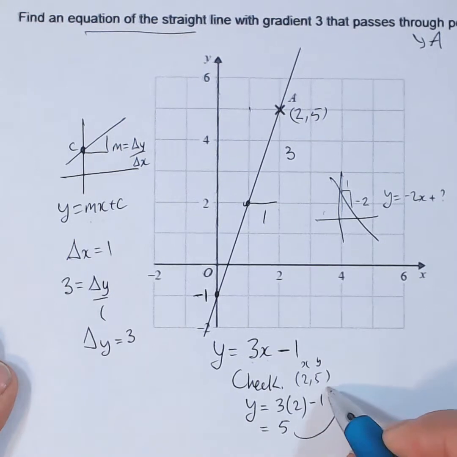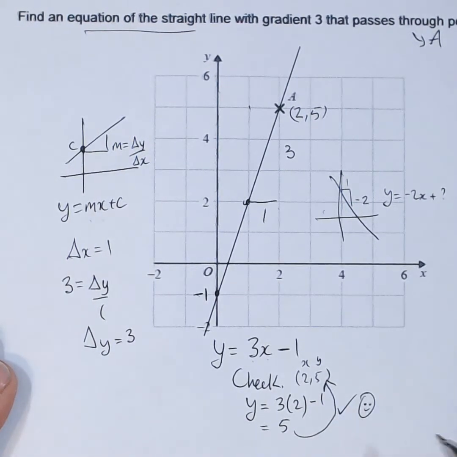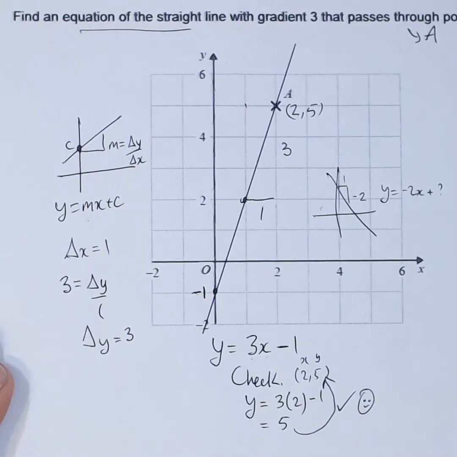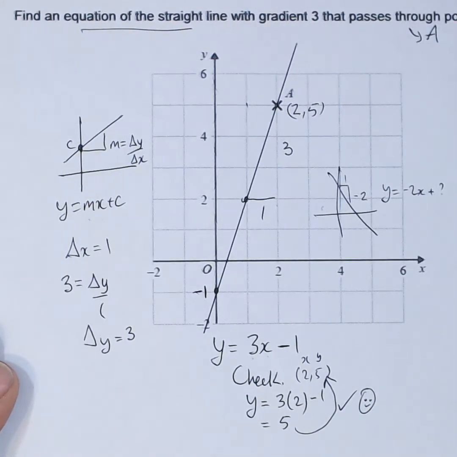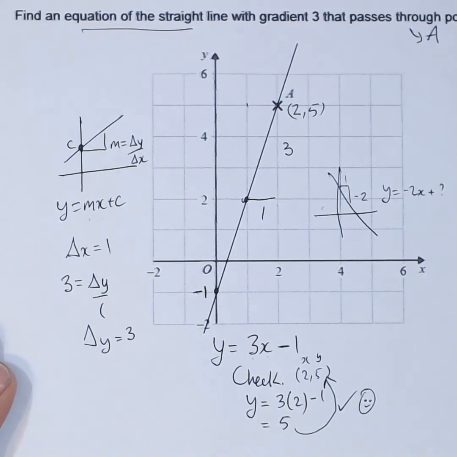And because the y value was 5, then our check has worked, and we're going to be quite happy we've done this correctly. So that's a run through of virtually all the types of questions you might get on the foundation papers up to grade 5 on straight line linear graphs.